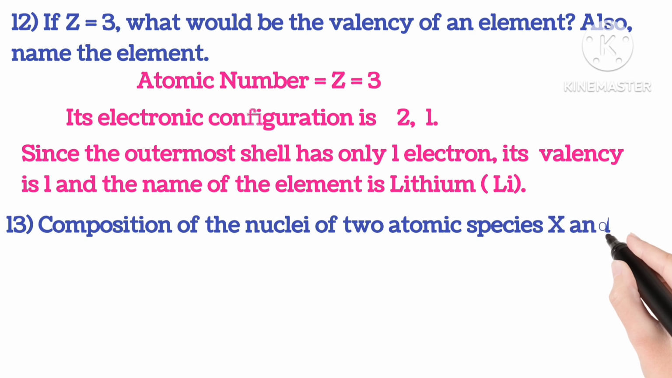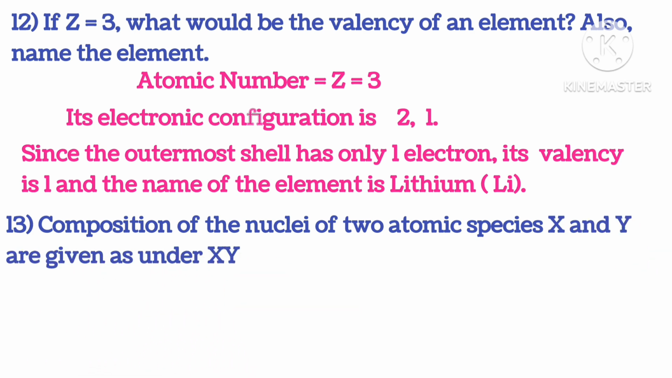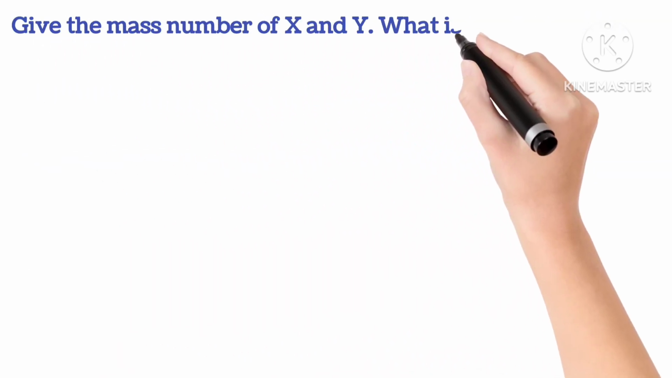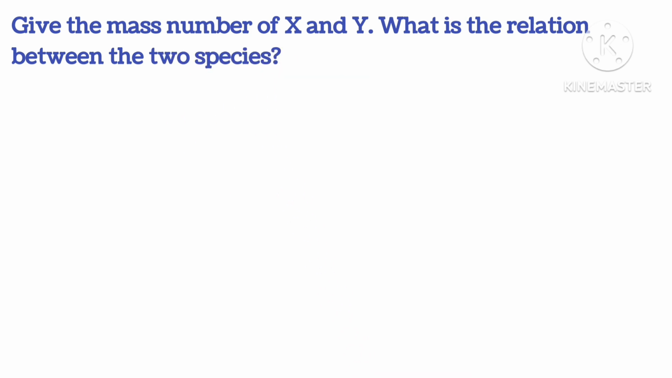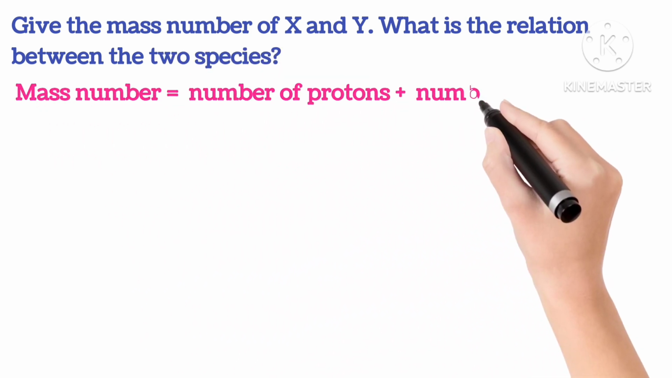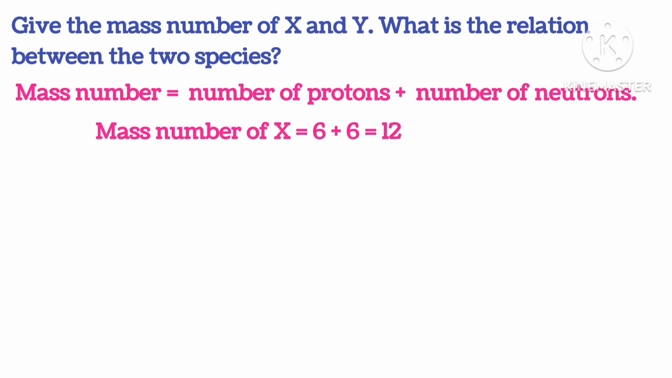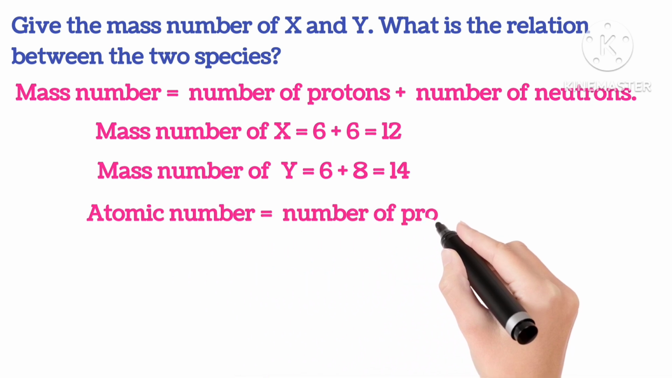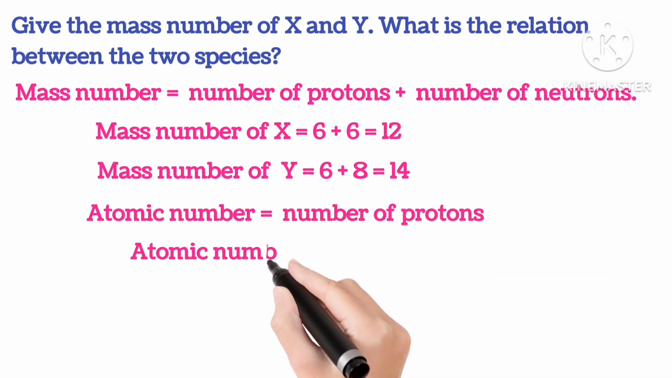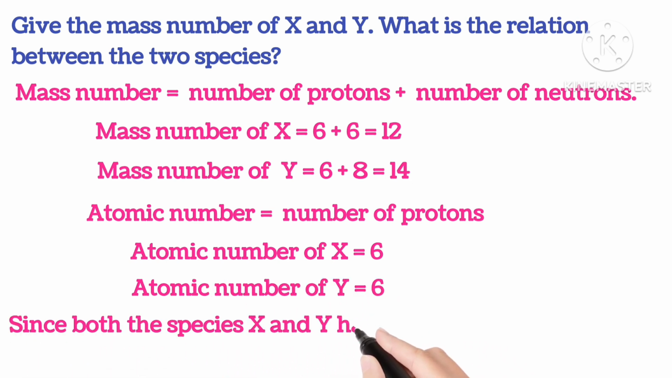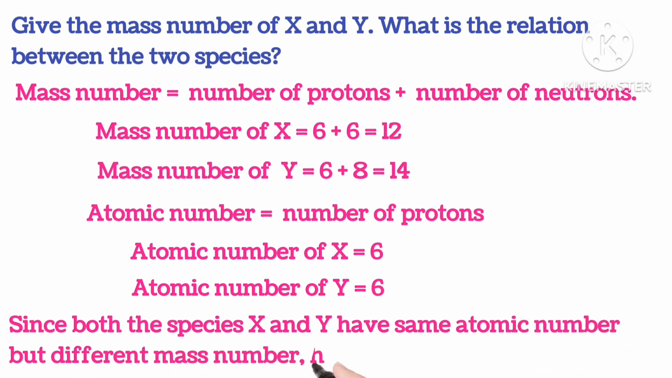The composition of the nuclei of two atomic species X and Y are given as shown here in the table, the number of protons and neutrons in both X and Y. Give the mass number of X and Y and what is the relation between the two species. So mass number is equal to number of protons plus number of neutrons. Mass number of X will be 6 plus 6 equals 12. Mass number of Y will be 6 plus 8 equals 14. Atomic number is equal to number of protons. So the atomic number of X will be 6 and that of Y is also 6. It is given here in the chart. So since both the species have the same atomic number but different mass number, hence they are isotopes.